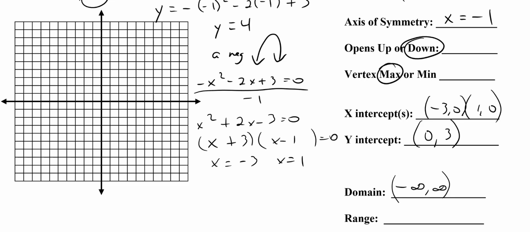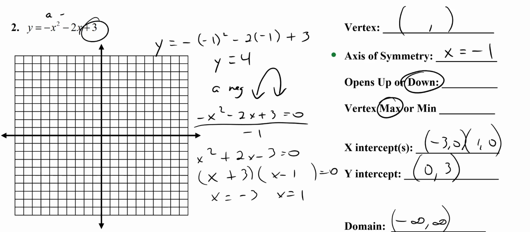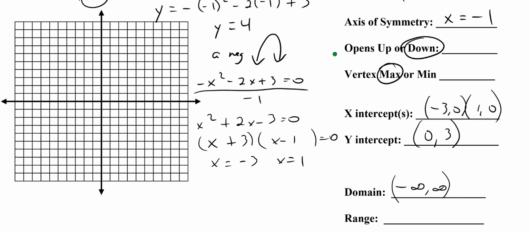Because remember, the range is y values. So let's plot these points that we just came up with. (-1, 4). So right here. (-3, 0). (1, 0). And (0, 3). So those are your points. And you can see the graph looks like this. Again, always peek at the vertex, right? That's the peak point. Okay, that's your graph.